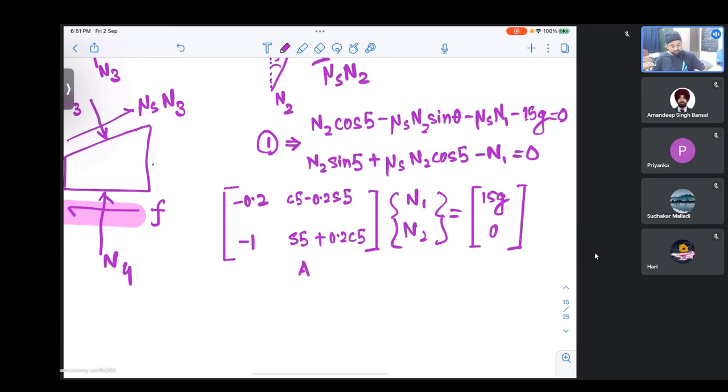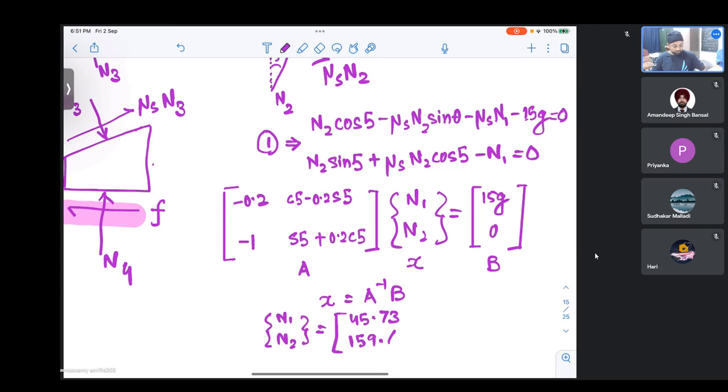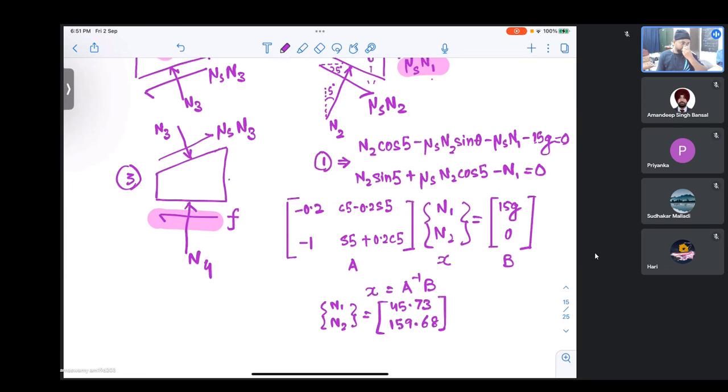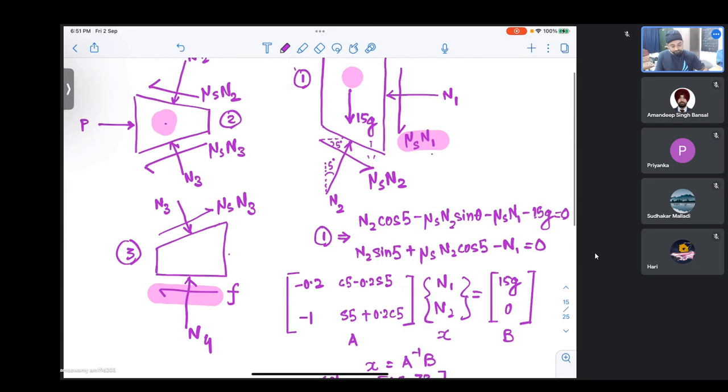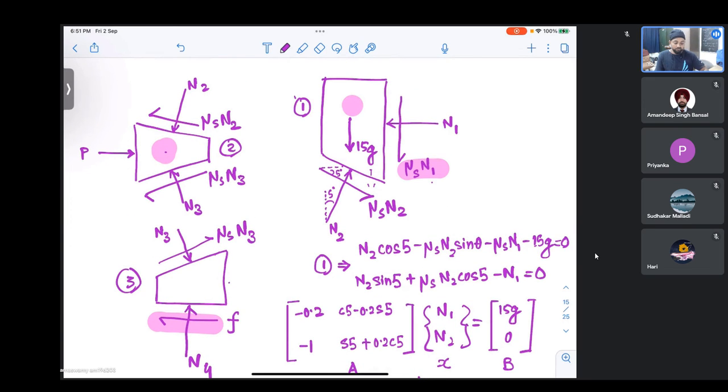So if we call this, let us say A, this is B, and this is our unknown X, and X is nothing but inverse of A into B. So from here we get N1 as 45.73 and N2 as 159.68. Okay, so we have solved at least for two of the forces. N2 we know, N1 we know.